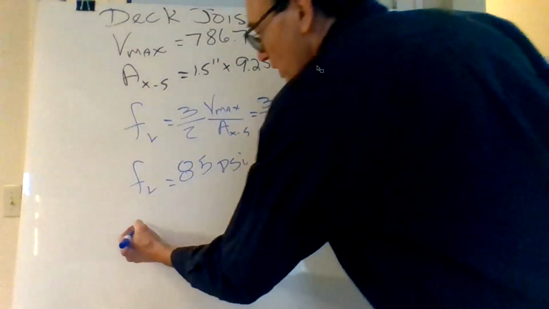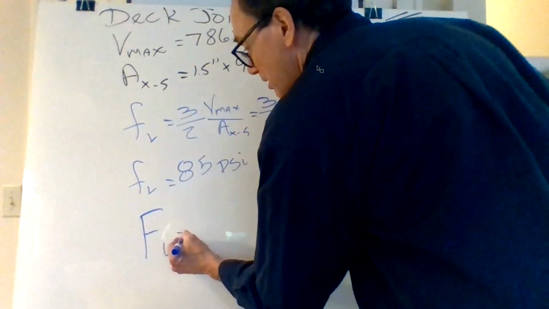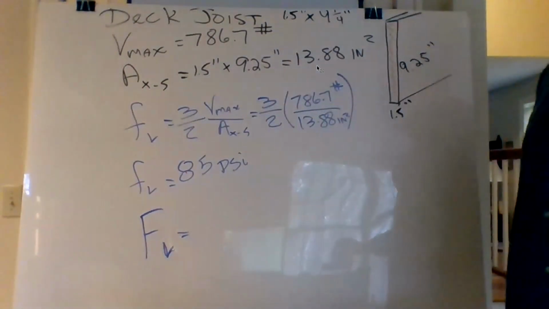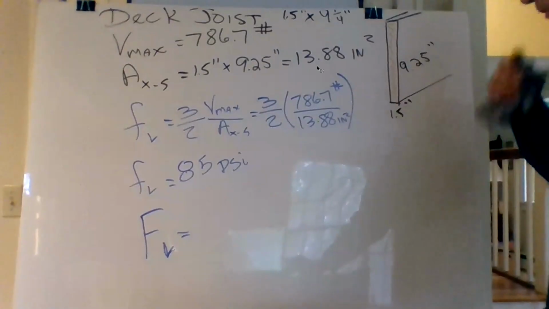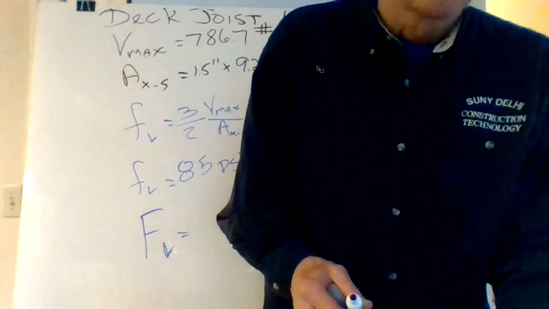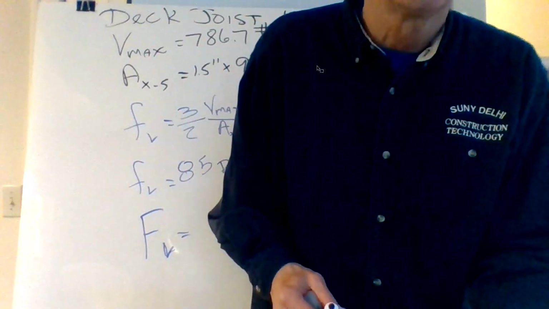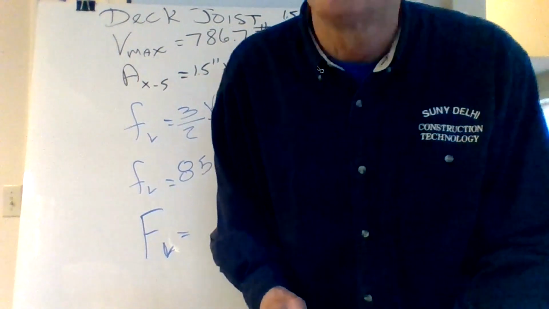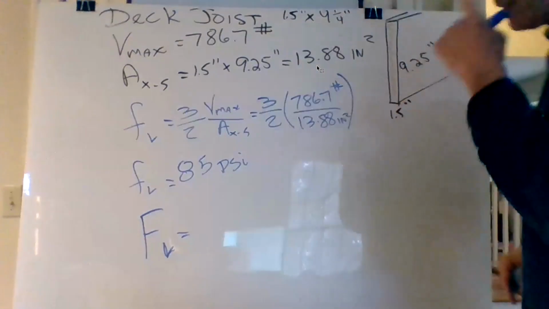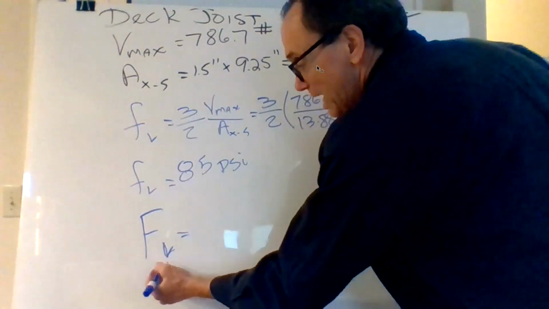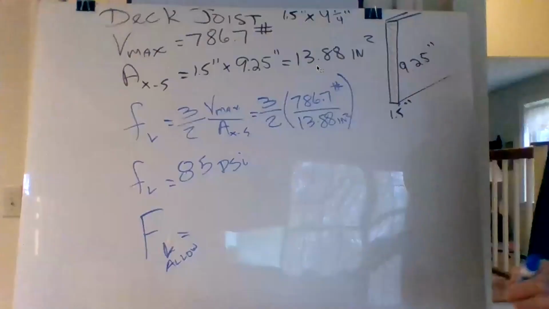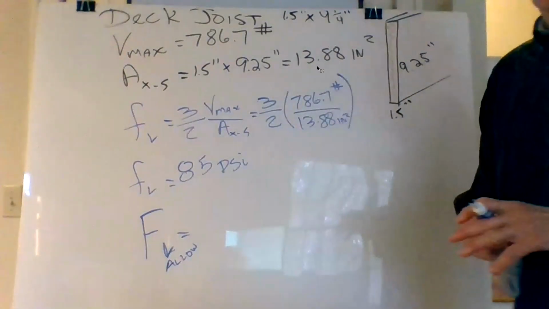Now, what's big FV? And it dealt with the golden rule. What's the golden rule? Pressure actual is less than or equal to pressure allowable? Allowable. That's the allowable. That's the allowable shear stress based on the material.